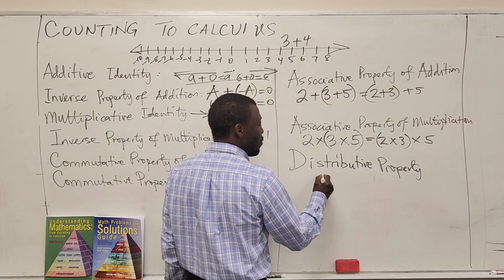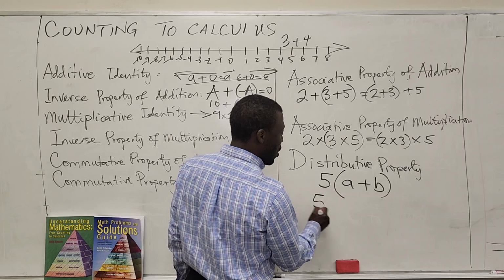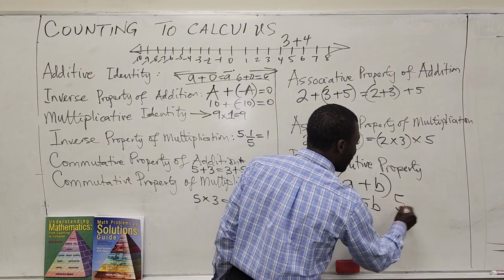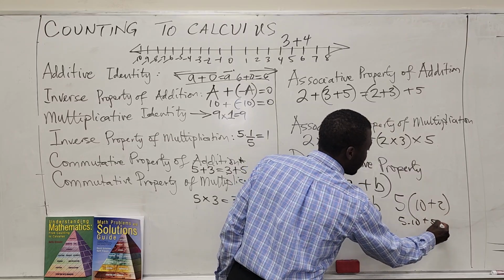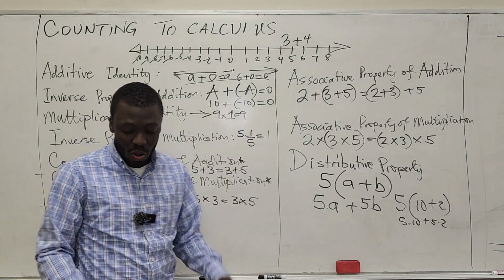Distributive property. If you have a number outside, and I'm just going to use 2 letters, 5 times (A plus B), it's going to become 5 times A plus 5 times B. Or if it's like 5 into (10 plus 2), it'll be 5 times 10 plus 5 times 2, which will be 50 plus 10.